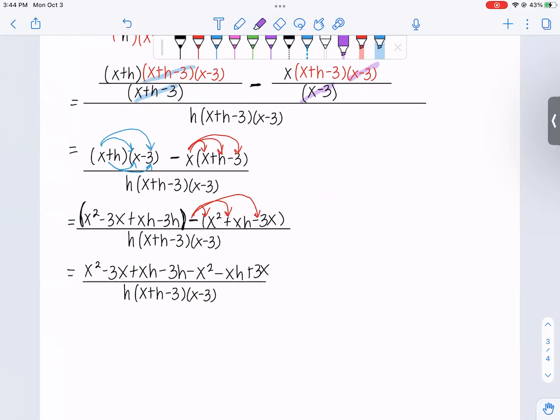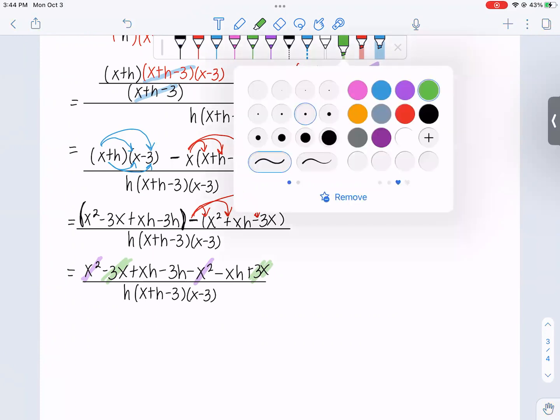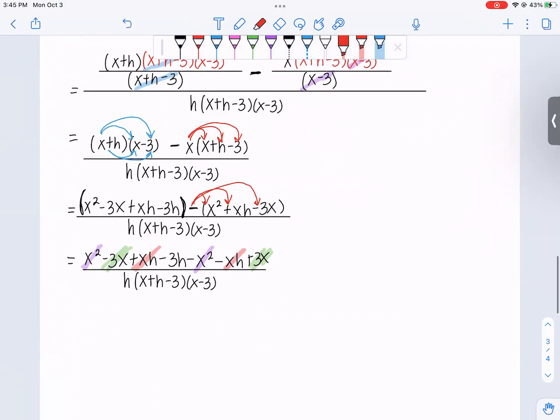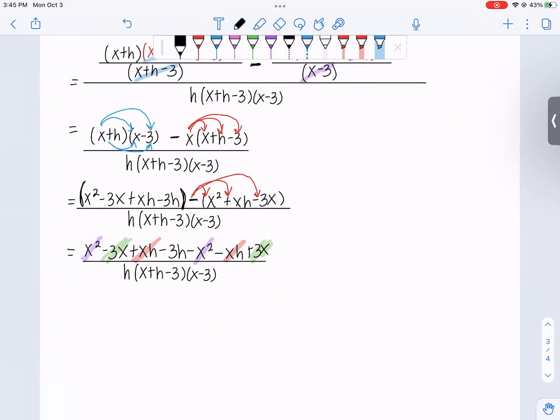Looking at things that cancel, these x squareds cancel. We have a negative 3x and a positive 3x, and those cancel. We have a positive xh and a negative xh, and those cancel. And in fact, all we're left with in the numerator is negative 3h. In the denominator, we're left with this entire thing that we've had the entire time.